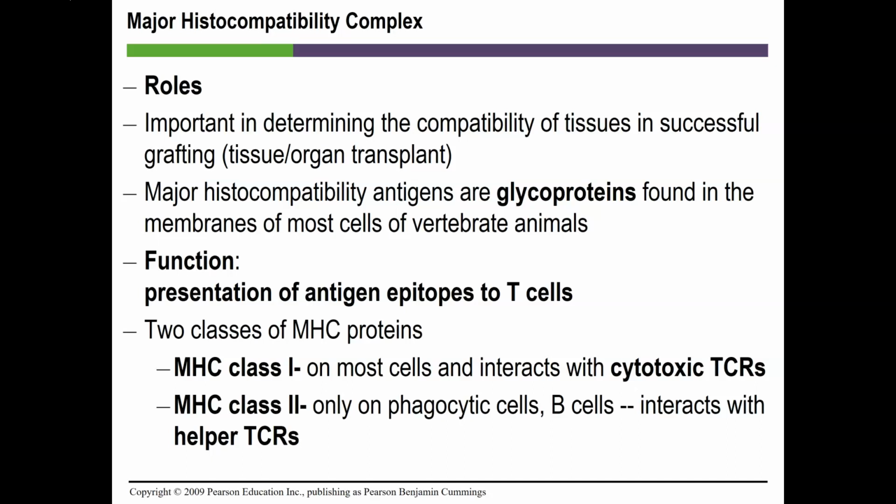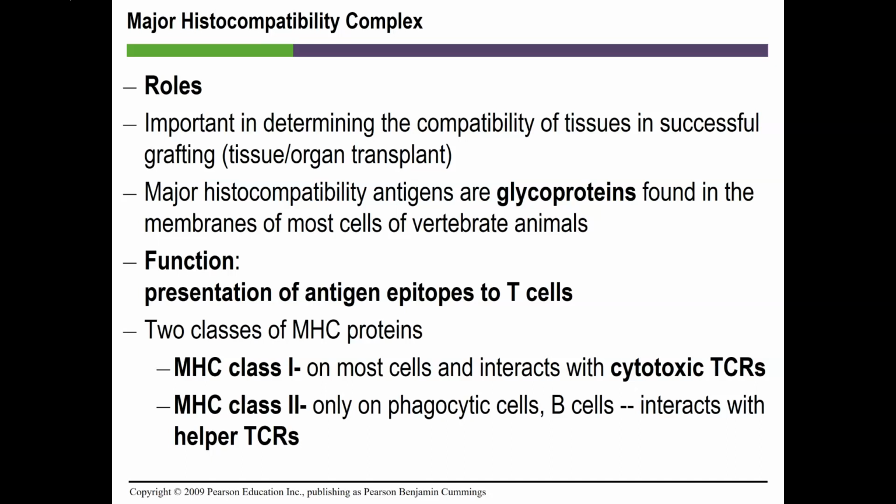Class 1, or MHC class 1, is on most nucleated cells of our body. It's responsible for interacting with our cytotoxic T cells. Specifically, the interaction is between the cell with the MHC1 and the right epitope and the T cell receptor of the cytotoxic T cells. We'll talk about that shortly.